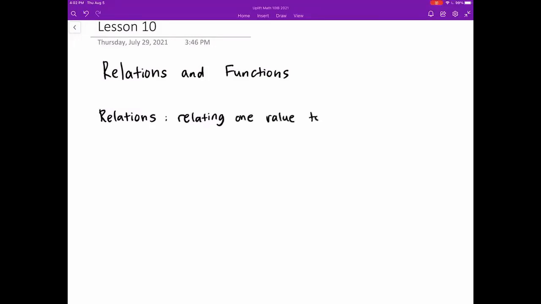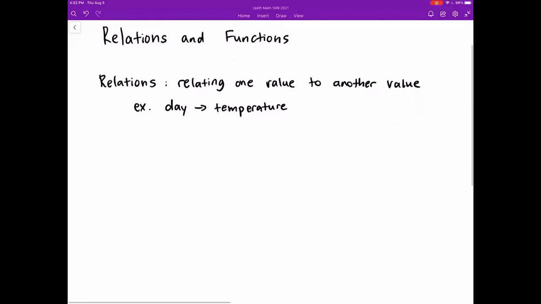Another example of this could be the temperature of the day, the temperature at the time of the day. So in this case, we're relating the outside temperature and what time of the day it currently is. There are several ways to describe or represent relations. One of the common ways you'll see is a table of values. You might have seen this in junior high and probably elementary as well. So for example, we have a table of values which relate the number of apples.